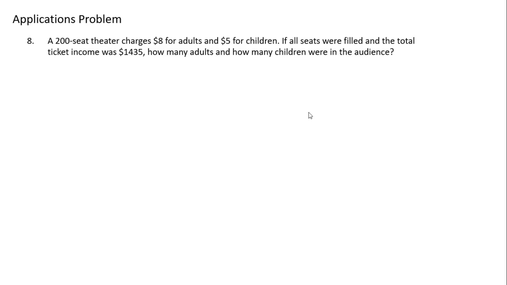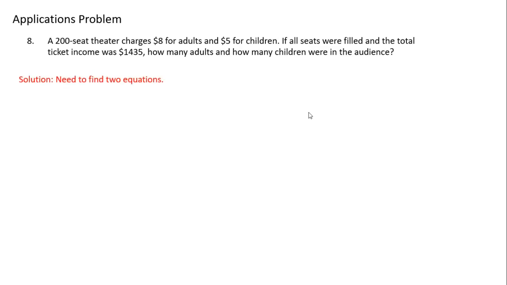Okay, so we have this problem, and let's go ahead and read it out. It says a 200-seat theater charges $8 for adults, $5 for children. If all seats were filled and the total ticket income was $1,435, how many adults and how many children were in the audience? Huh. This is not as difficult as you may think, okay? Very easy to solve, okay?